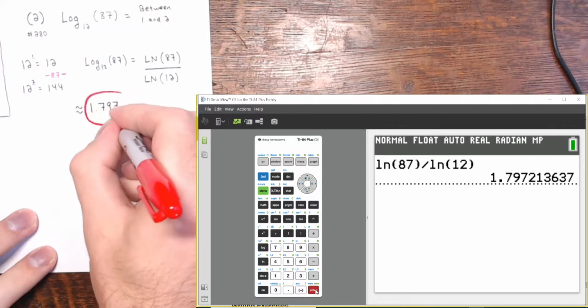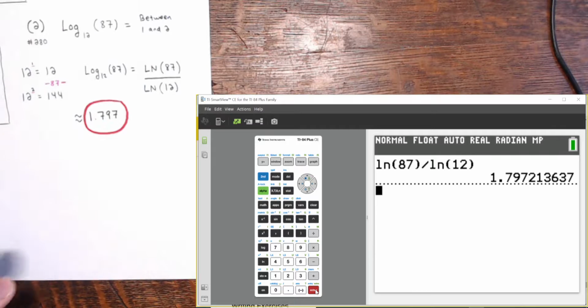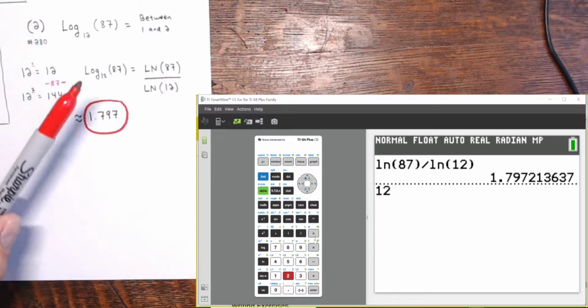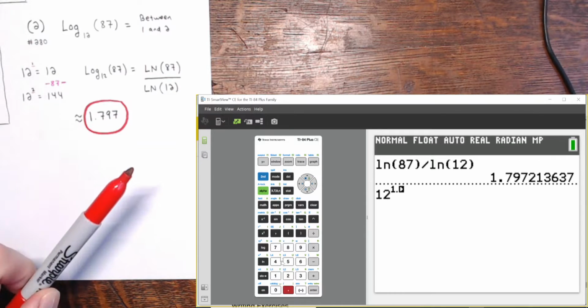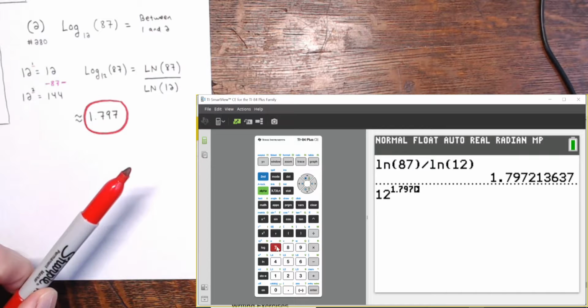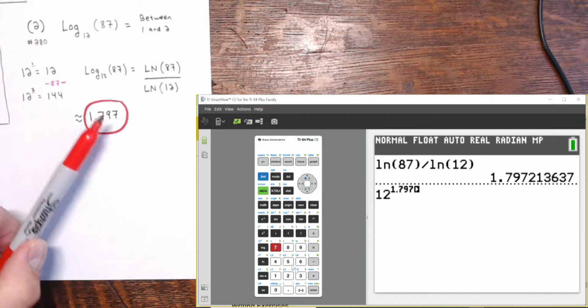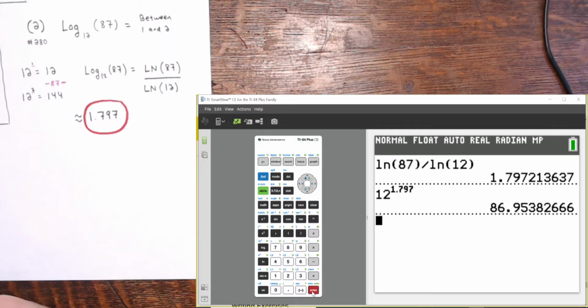And there we go. And let's check this, right? Take 12, this is the log base 12. Take 12, raise it to the 1.797 power, and this should be about 87. It's a rounded number, so it should be close. And see, 86.95, that would round to 87 if you were rounding to the nearest whole number. So this is a good answer. Wonderful.